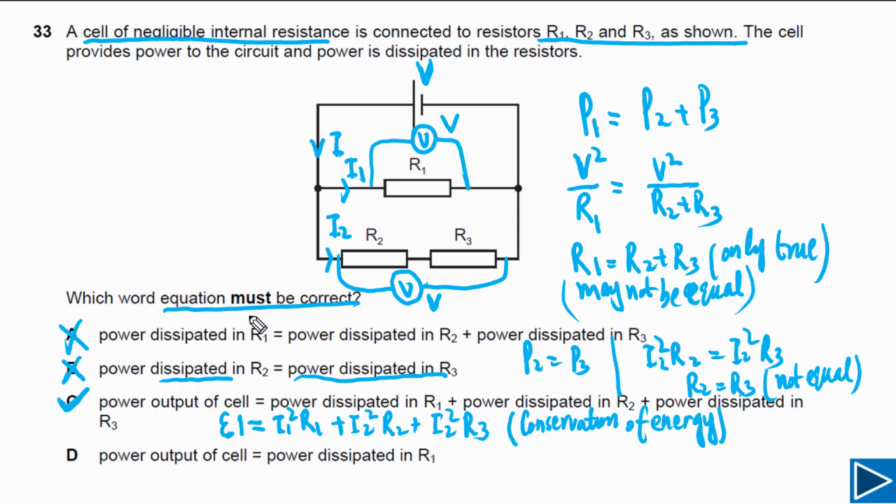If you look at option D, it is given to us the power output of the cell is equal to the power dissipated in R1. And this is not correct because this is against conservation of energy. All the power output of the cell has to be equal to the power dissipated in all three resistors, but this is telling you only one resistor. So that's the reason this is not the correct option.